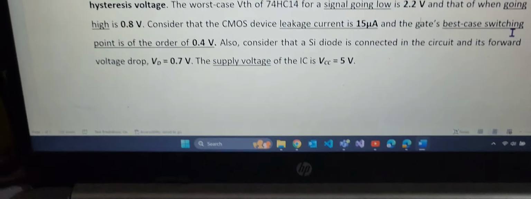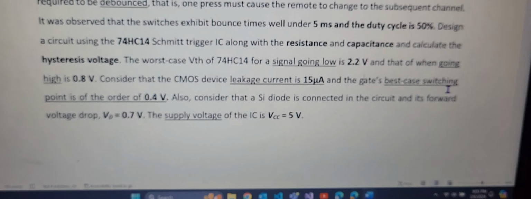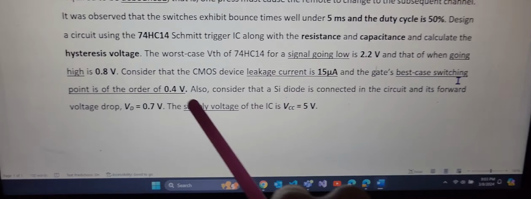By the way, there is another thing they asked, the hysteresis voltage. Hysteresis voltage is the difference between the going low and the going high value. So hysteresis should be actually 2.2 minus 0.8. It's actually 1.4 volt. I guess I haven't made any mistakes. So far I have followed the academic slides our university provided.